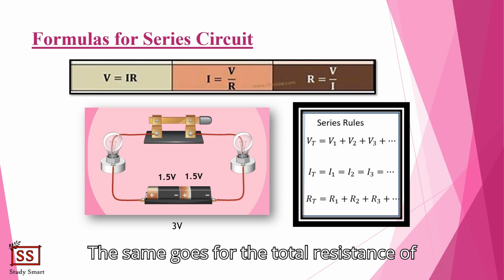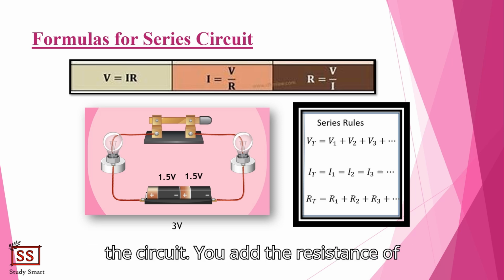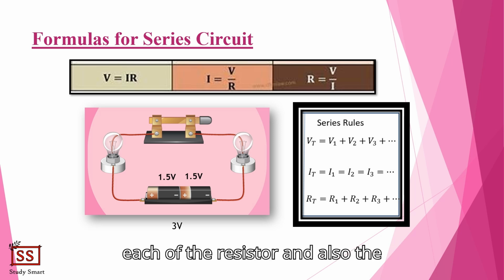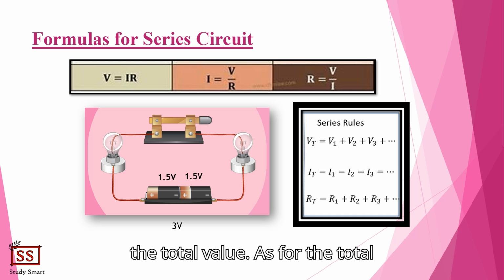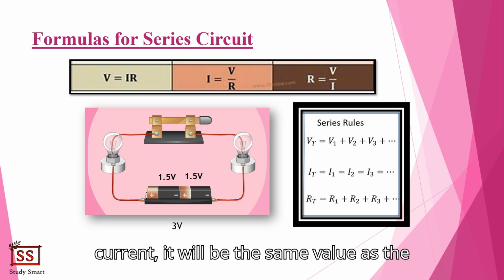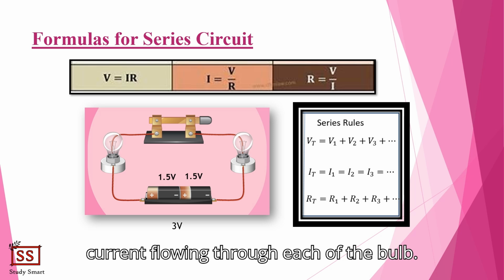The same goes for the total resistance of the circuit. You add the resistance of each of the resistors and also the resistance from the bulbs in order to get the total value. As for the total current, it will be the same value as the current flowing through each of the bulbs.